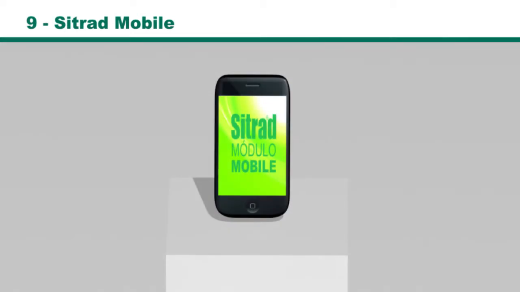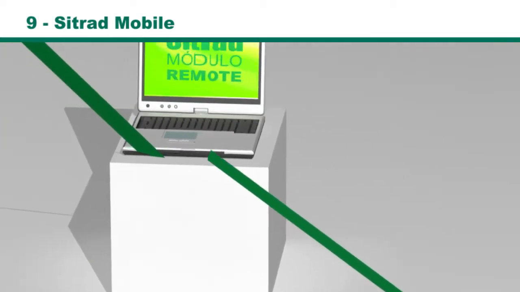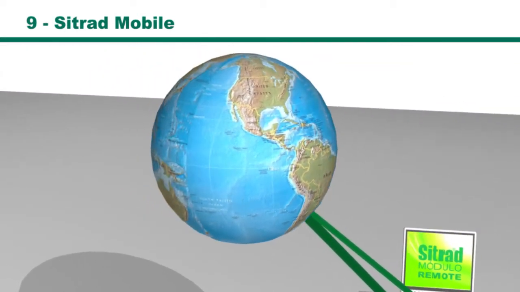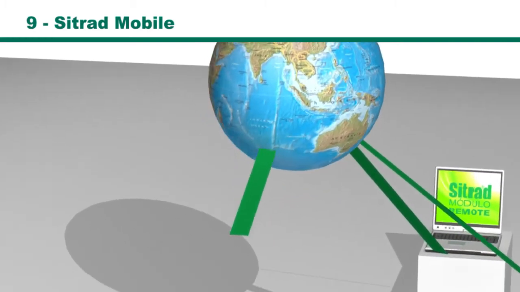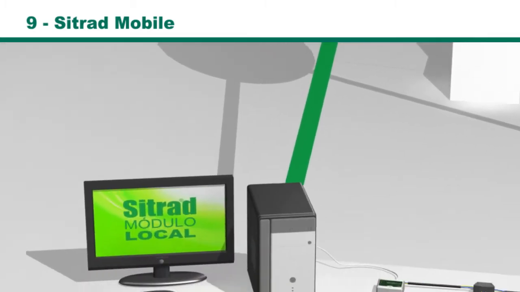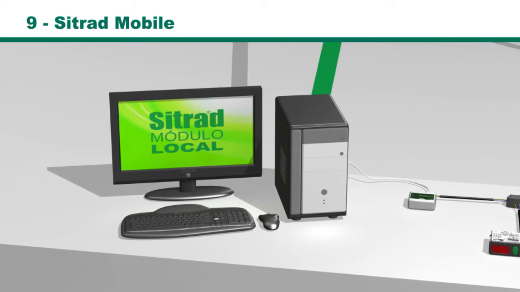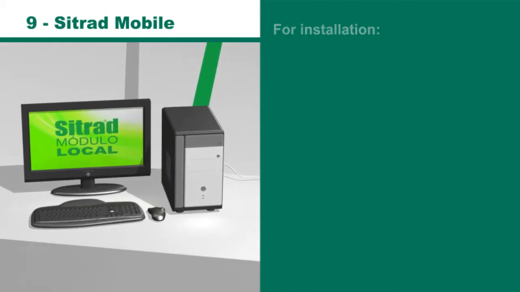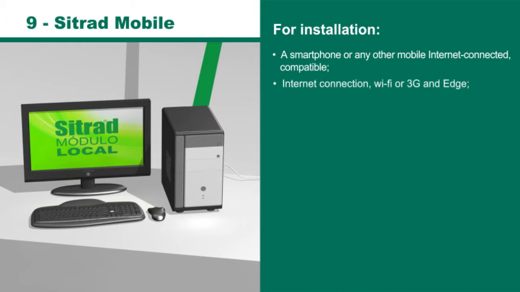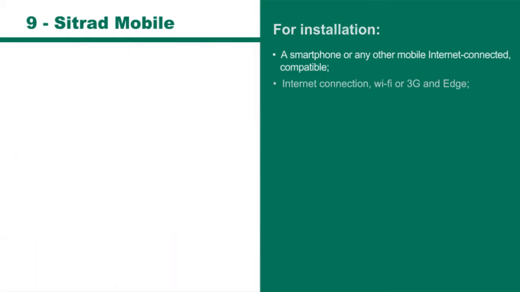Sitrad Mobile. Sitrad Mobile is a module installed on smartphones or other common mobile phones, which enables remote management of Sitrad Local information, with the facilities of a smartphone providing mobility to access at any time, especially when the alarms are configured to notify you. For installation, we'll need a smartphone or any other mobile device compatible with Sitrad Mobile. Internet connection, Wi-Fi or 3G and Edge.